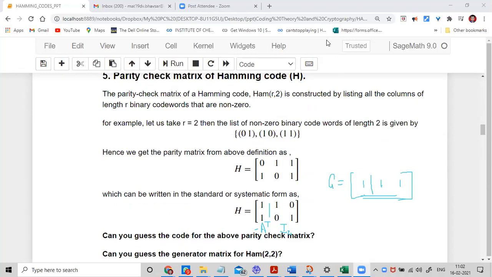Sir, I have a question. Yeah, please. Sir, till now, whatever we were doing with every code, what is the difference? We are studying Hamming code right now, but this theory is for general other codes also, right? Is there any difference?